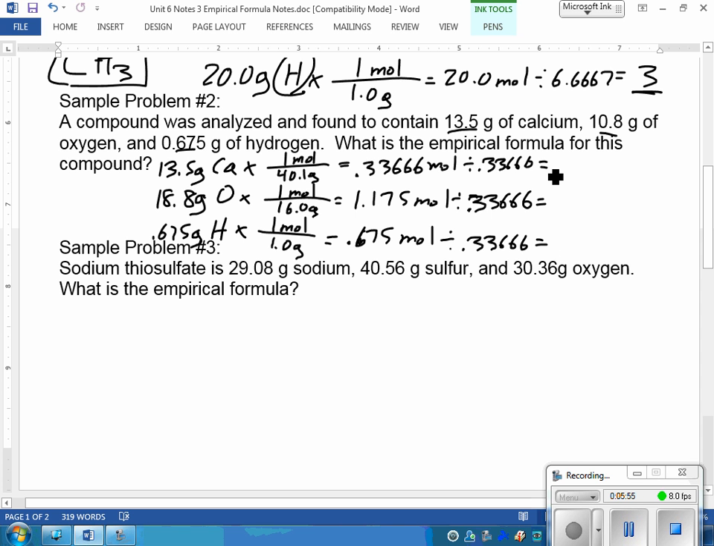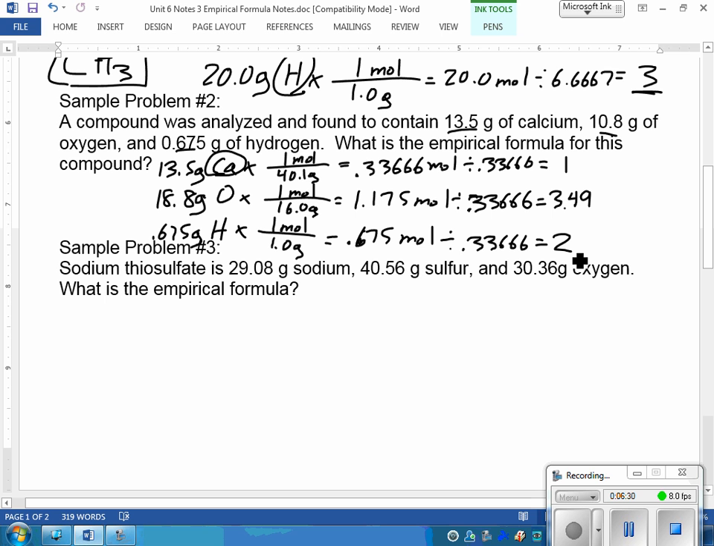And this number that it's going to give us is telling us how many of those elements are in the formula. So this formula only has one calcium in it. 1.175 divided by 0.33666 gets us 3.49. Ooh, that's ugly, right? 3.49. What the heck are we going to do with that? And then we get 0.675 divided by 0.33666, and that gets us 2.